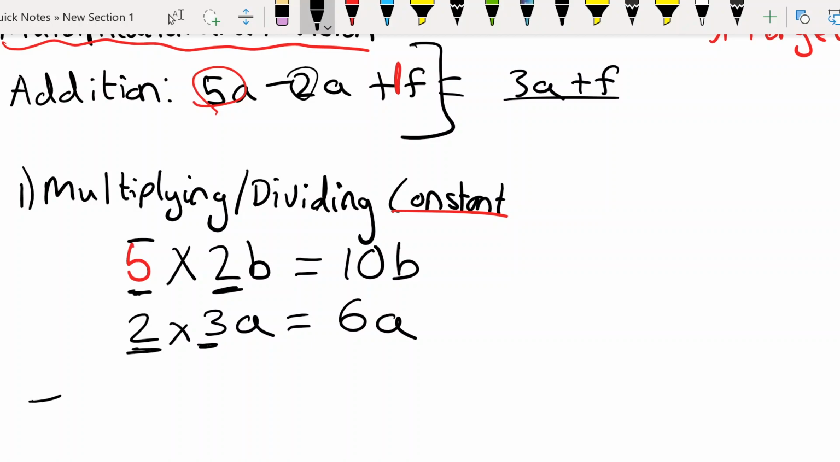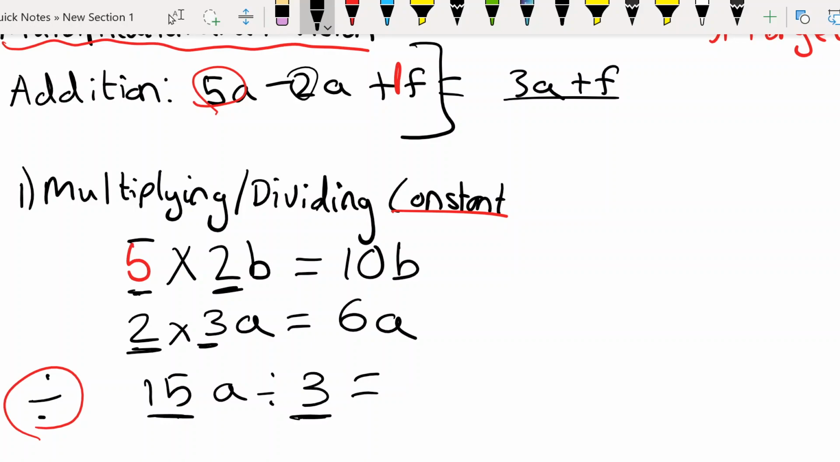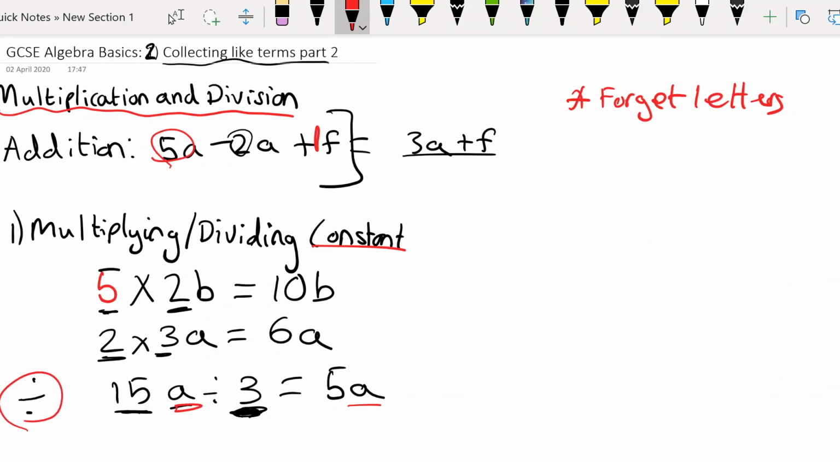So dividing, if I'm going to divide, I'll have 15a divided by 3. I don't know why all these are 5s and 3, sorry. 15a divided by 3, I just take the number and I divide it by the number in front of the letter, just the constant. So 15 divided by 3 is 5, and I want to add my letter in at the end, so 5a. Okay, that's all you do when you multiply or divide by a constant. That is all you do.